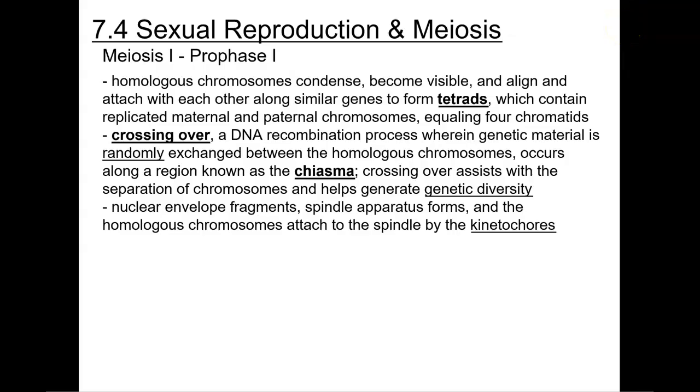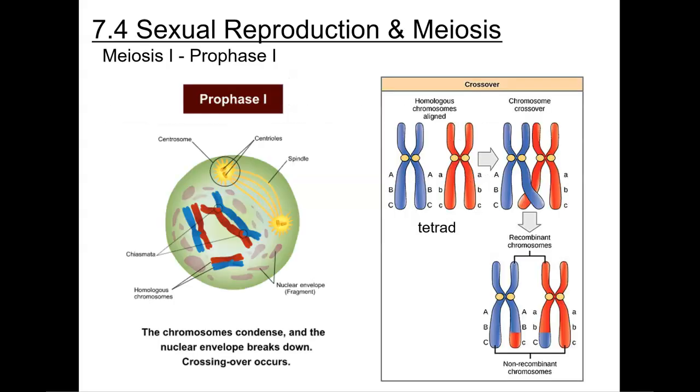So they line up along that region, they touch, and that area where it occurs is going to be known as the chiasma. And so that's where crossing over happens. So crossing over is going to assist with the separation of chromosomes and helps generate genetic diversity, like we said, because we're mixing up mom and dad's genetic information. From there, the nuclear envelope fragments, the spindle apparatus is going to form, and the homologous chromosomes are going to attach to the spindle by these proteins called kinetochores.